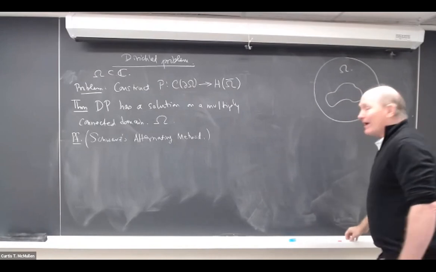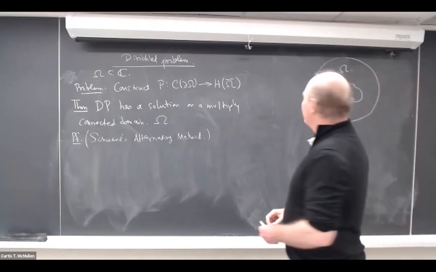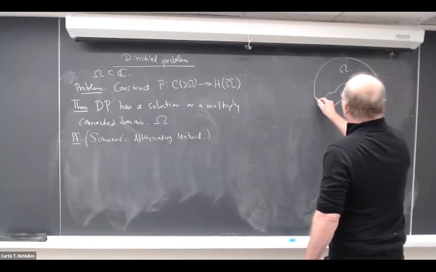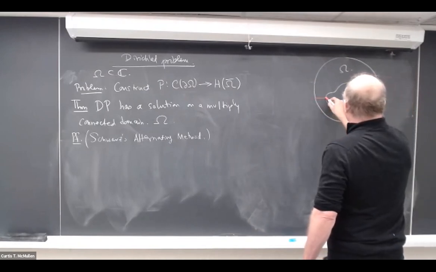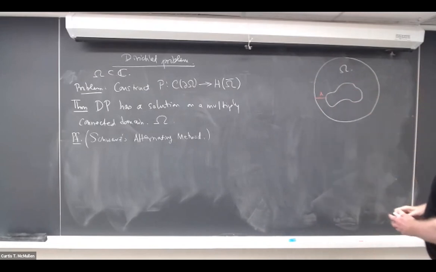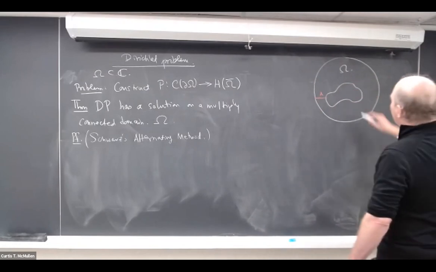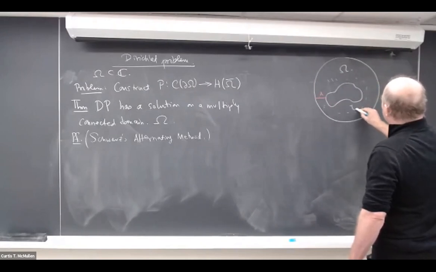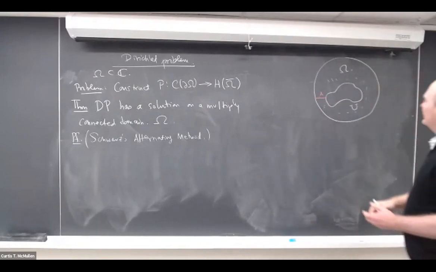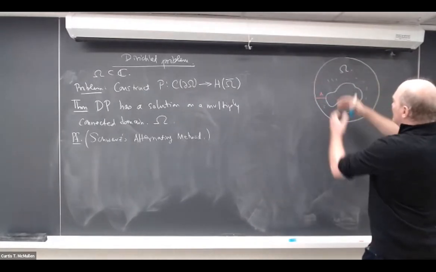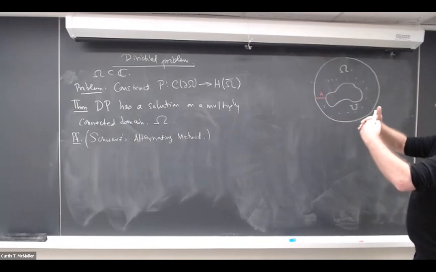And we know how to work with Jordan domains. So what we do is we first create a Jordan domain. We do that by introducing an arc A here that joins the inner and outer boundaries of omega. And then what's left over, we call U. Now U is not literally a Jordan domain because it comes around and touches itself, but it's a limit of Jordan domains.